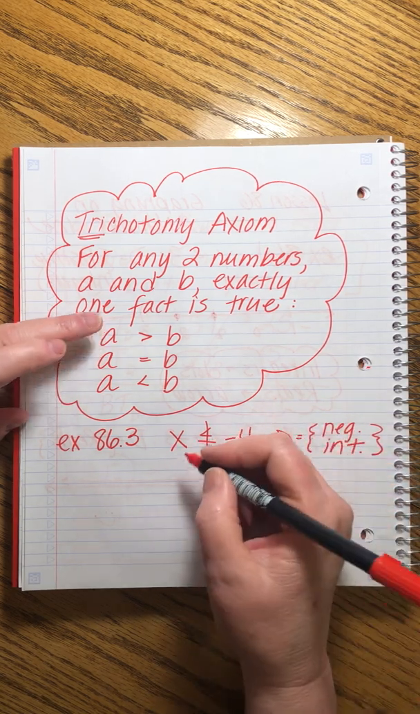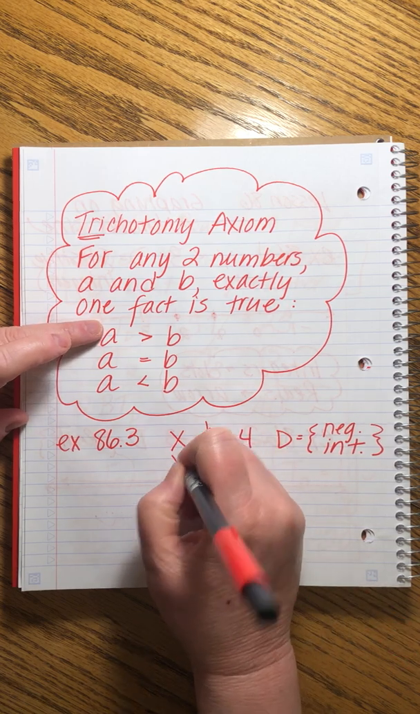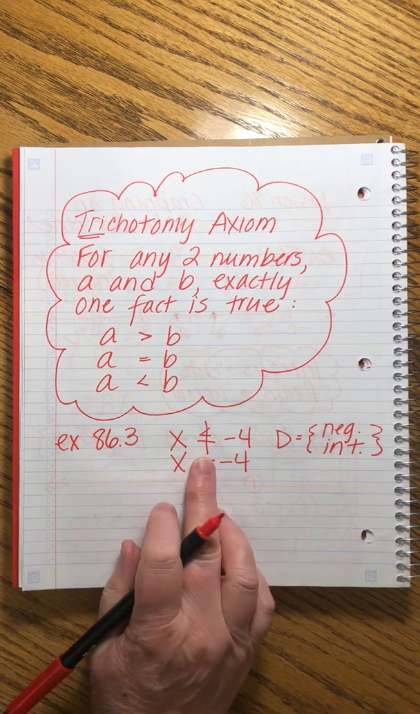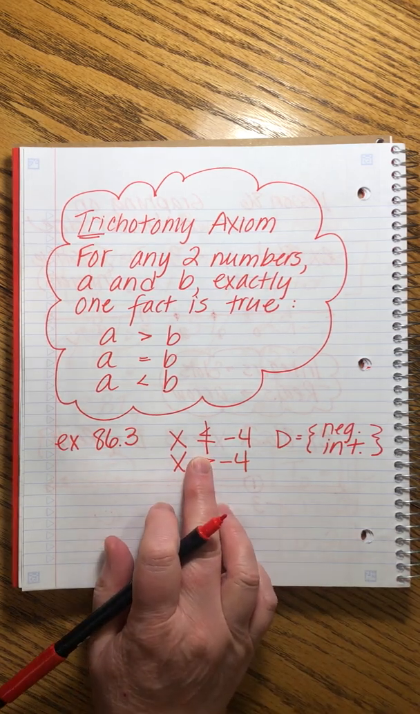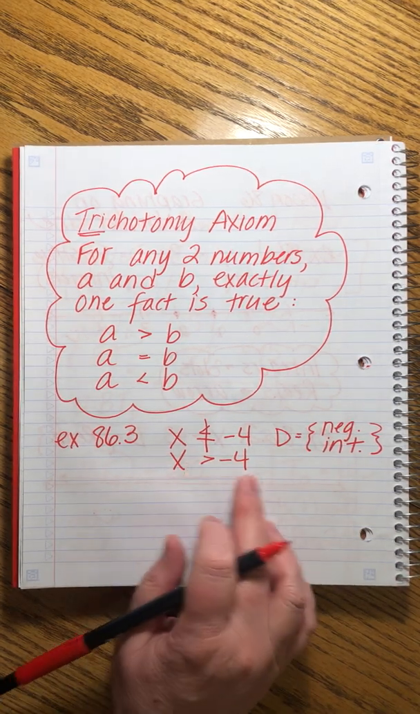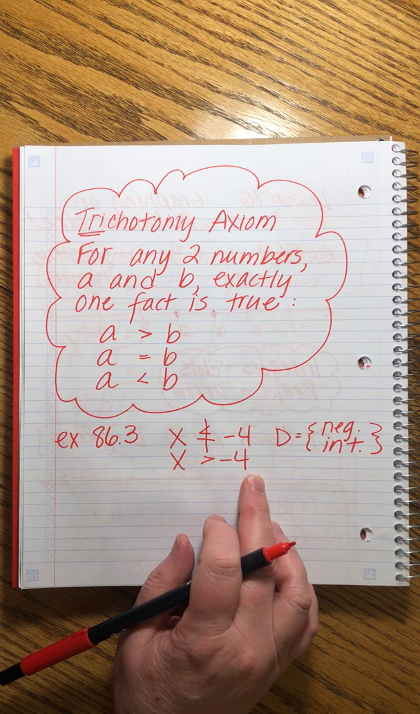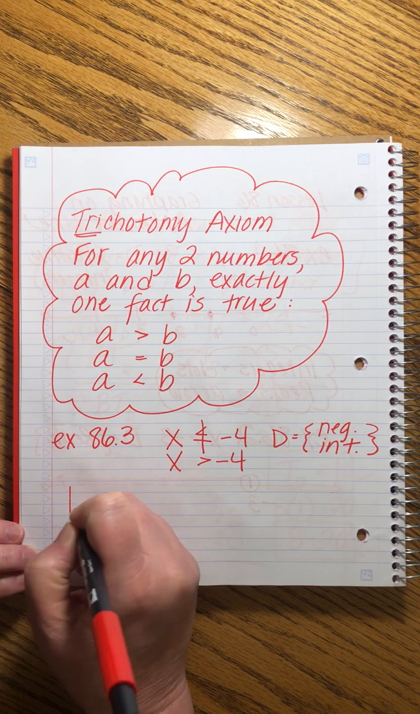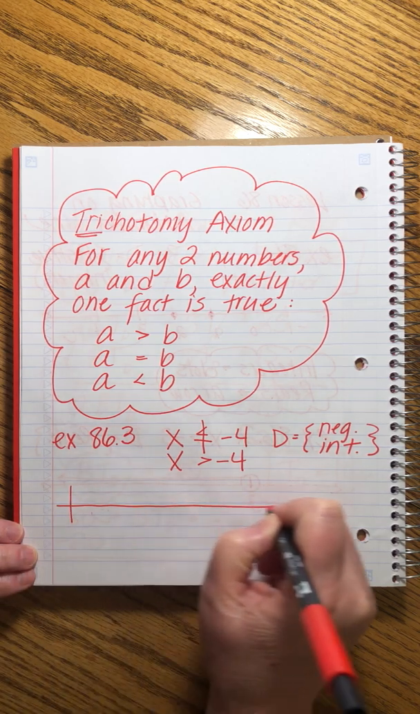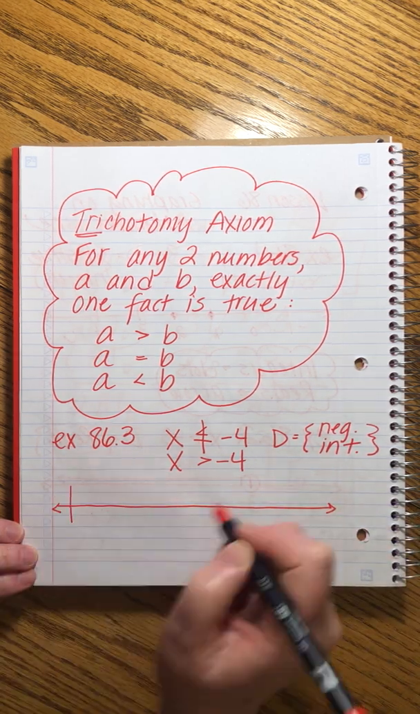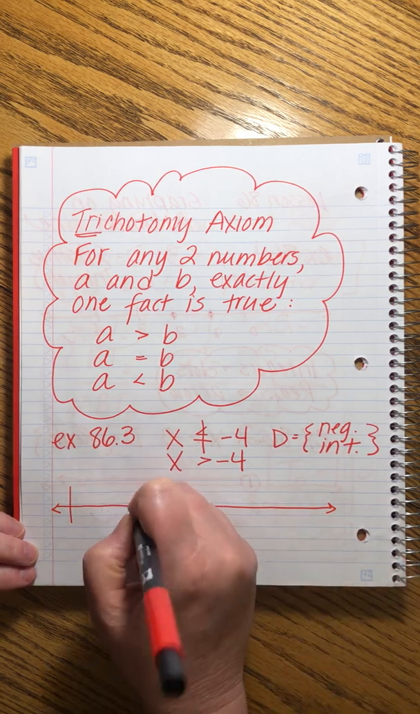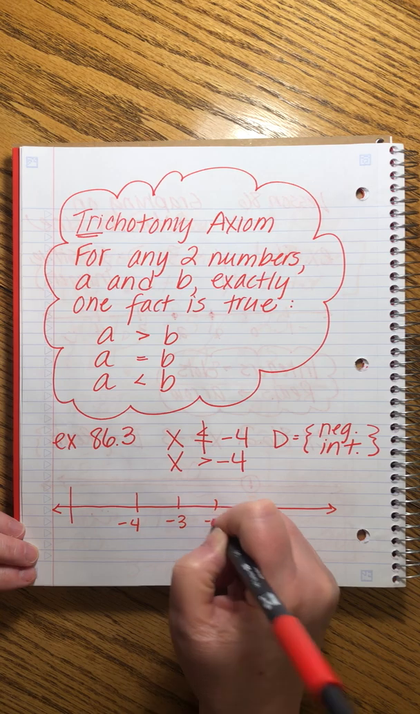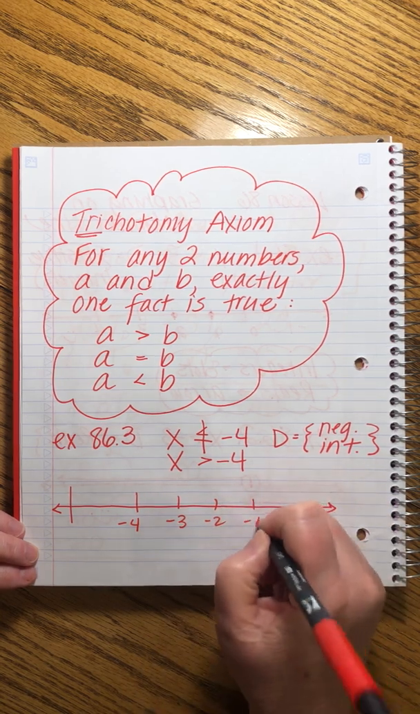That means that it has to be this one. X must be greater than minus 4. If it can't be less than and it can't be equal to, then it has to be greater than minus 4. So now we have something we can graph. Whoops, I don't know why I put a line there. Ignore that. X is greater than minus 4, so I'm going to call this minus 4. And I'll go up from there. It's integers.